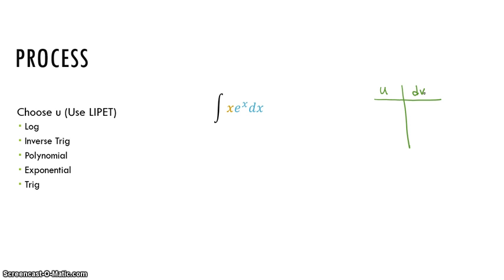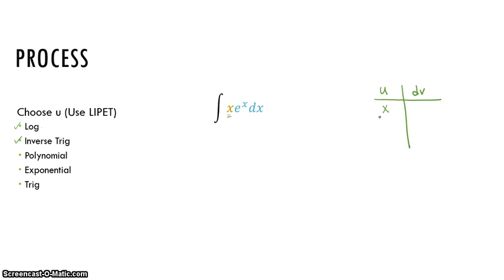The method for choosing U is called LIATE. The first thing you should look for is whether you have any log functions. I don't, so I'm not going to use a log. Then I look to see if I have any inverse trig functions. I don't. And then I look and see if I have any polynomials. I do have a very simple polynomial, and that's going to become my U.